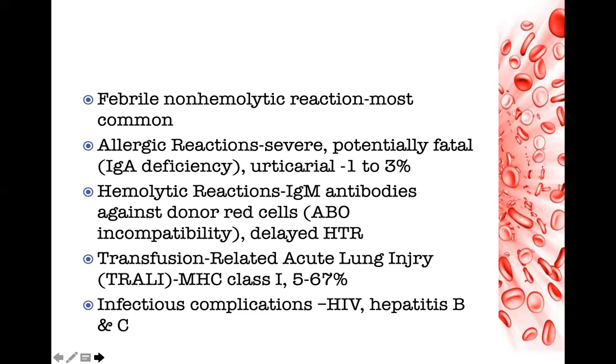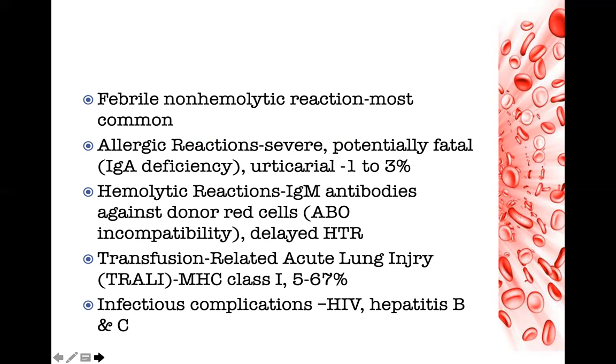Next, we have allergic reaction. It may be mild, as in it may just present with rashes, or could be severe. It may present as an anaphylactic type of allergic reaction, or it may be potentially fatal, like what we see in patients with IgA deficiency.